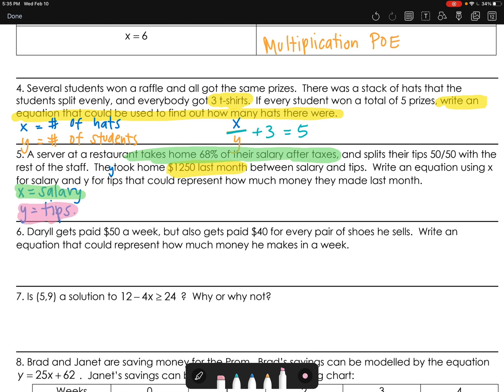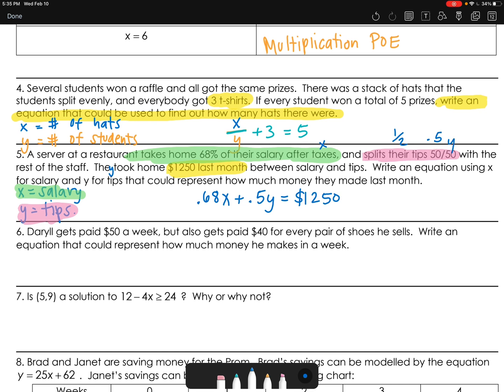And then we have our tips here, and they split their tips 50-50 with the staff. So they only get half of the tips that are really there. Okay? Another way to think of half of the tips is the same as 0.5, right? And so we can write this equation. When we're changing percents to decimals, 68% of X, and we have half of Y. So 68% is written as 0.68X plus half of Y, so plus 0.5Y equals 1250. Okay?